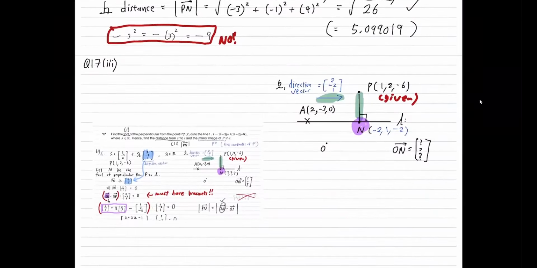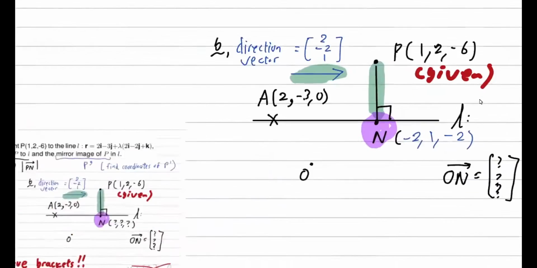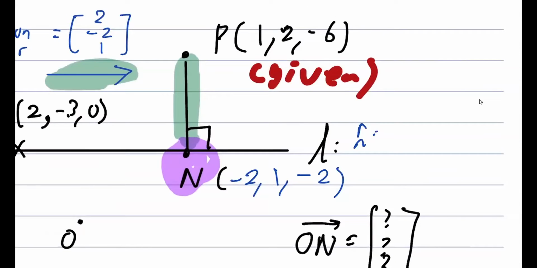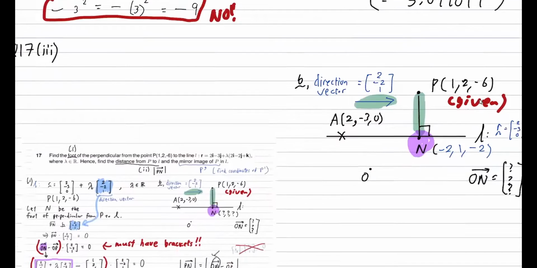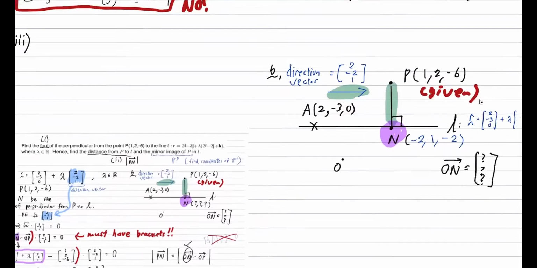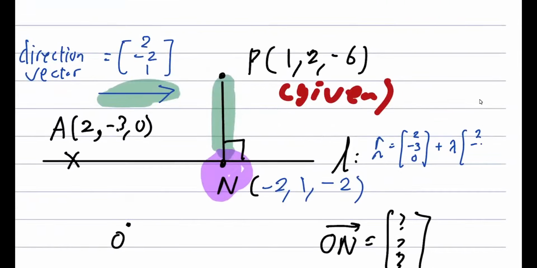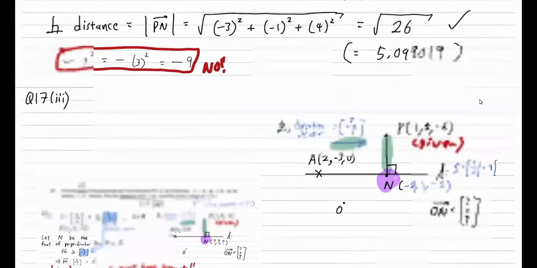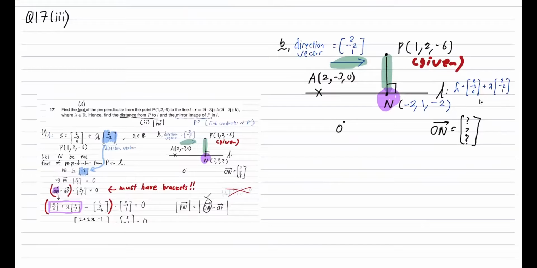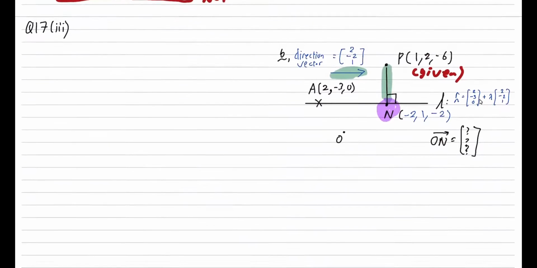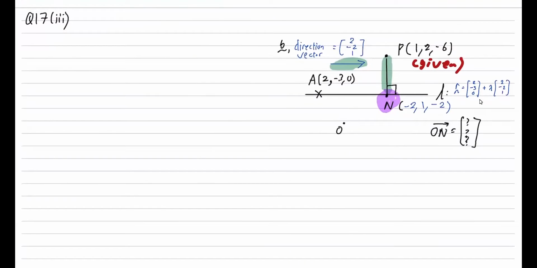You know what? I'm just going to copy down the equation of the line as well. (2, -3, 0) plus lambda times, what was that? (2, -2, 1). Okay, I can remove this. So this diagram is all I need. What was the question? It's asking me to find the coordinates of P prime, a reflection of P about the line L. So where's my P prime?